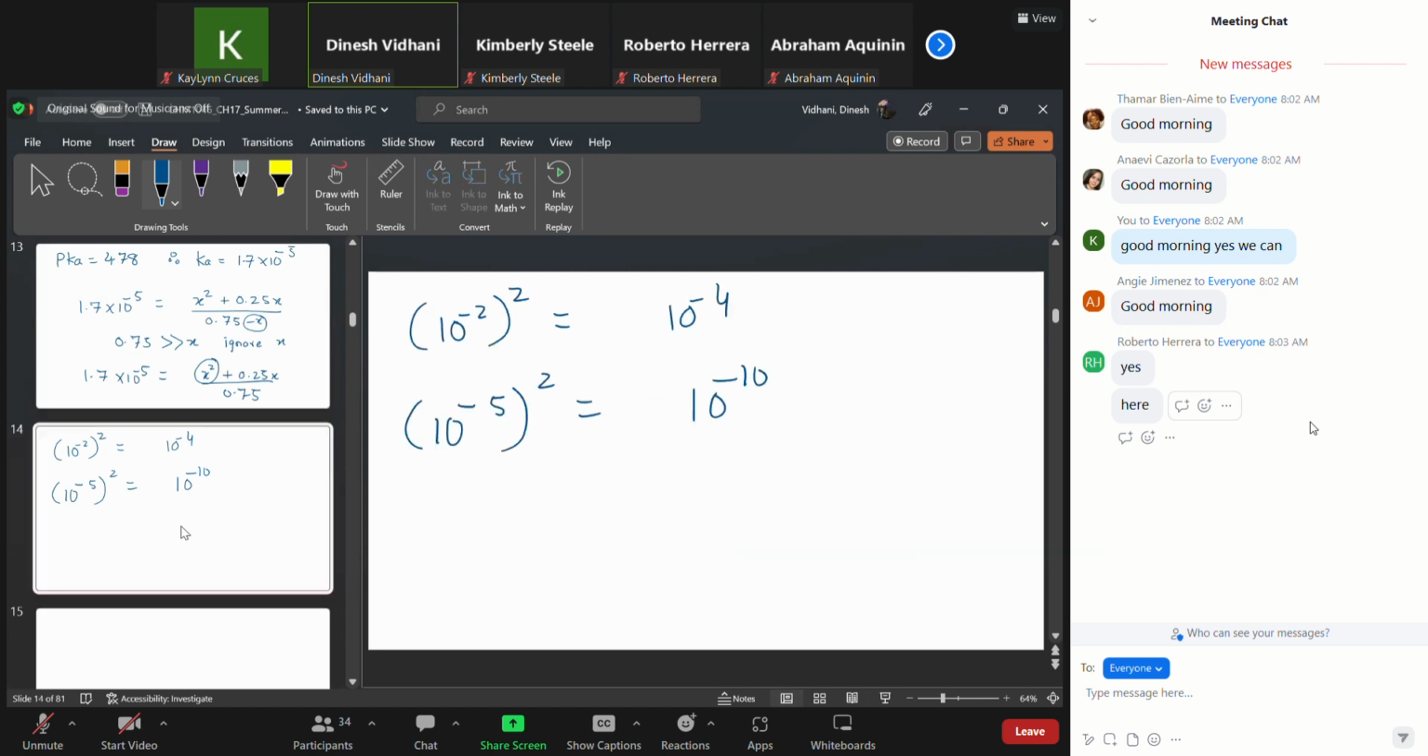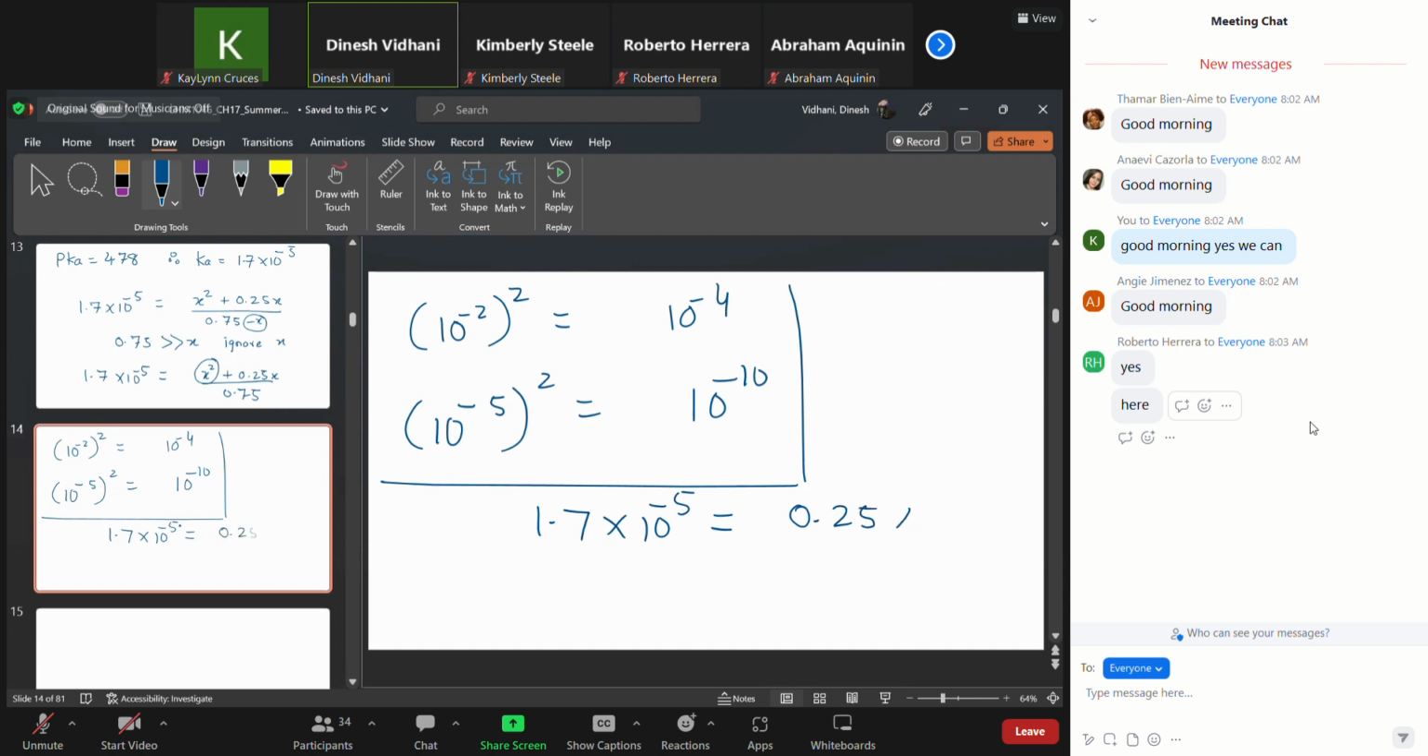So now my new equation from this one will be 1.7 10 to the power -5, equal to 0.25 multiplied by x divided by 0.75. Well, we got something here. We were able to ignore x squared from the numerator, right? Because x squared was so small, we can simply ignore x squared compared to 0.25x.